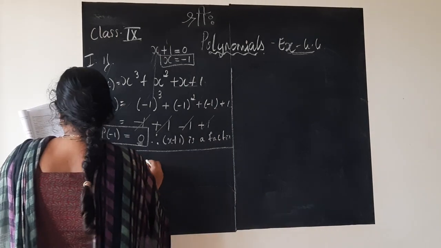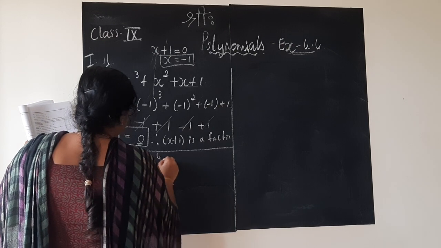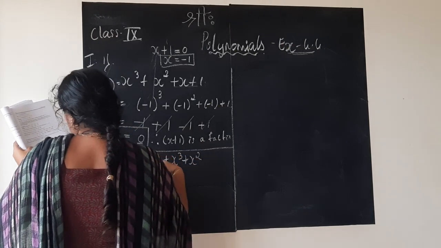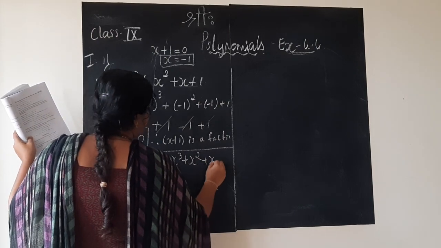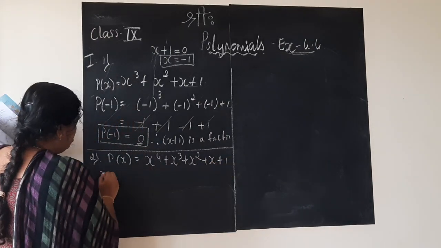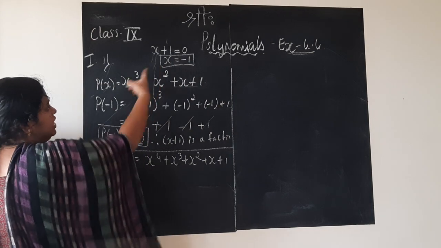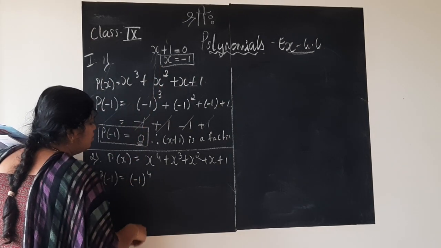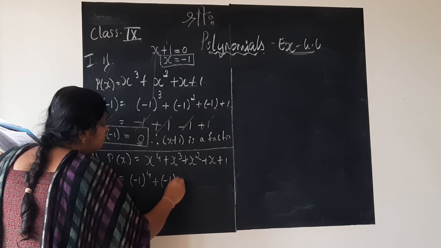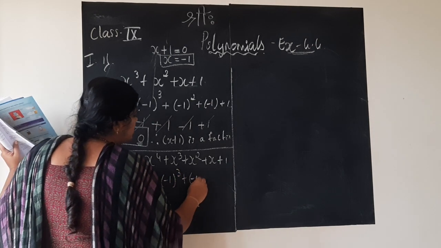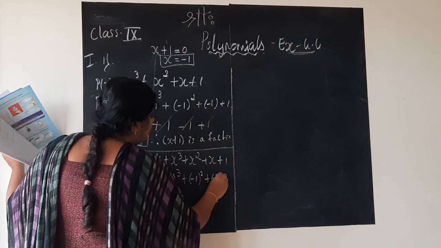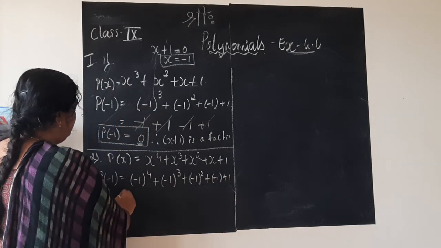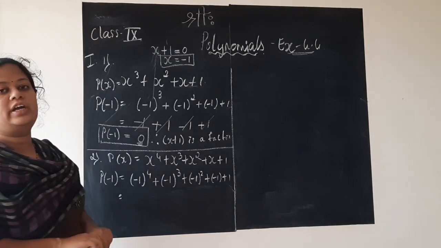P of x is x power 4 plus x cube plus x square plus x plus 1. So no confusion. Again x is minus 1 for all the 4 problems. So in place of x, minus 1 to the power 4 plus of minus 1 whole cube, plus minus 1 whole square minus 1 plus 1. So next step in simplification, children, I will teach you one more hint here.